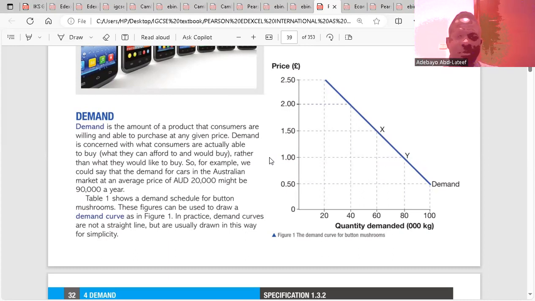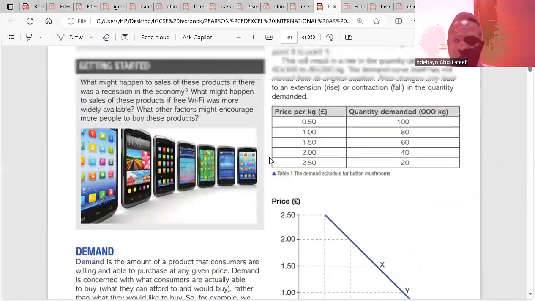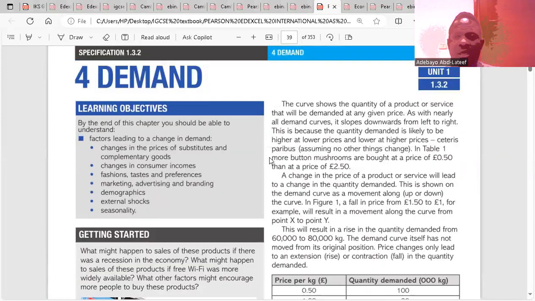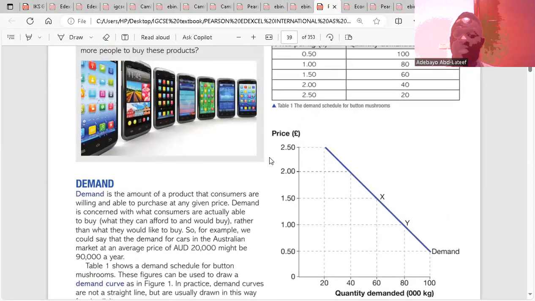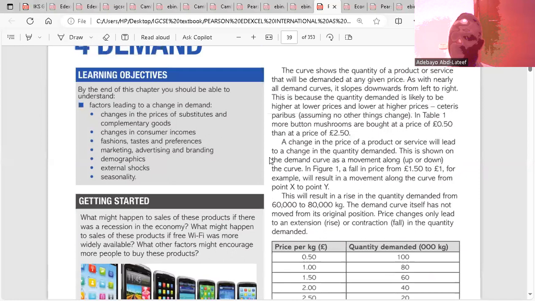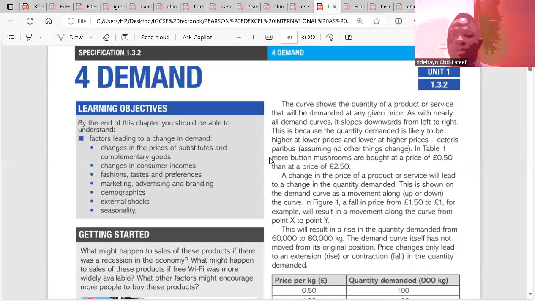So for example, we could say that demand of cars in the Australian market at an average price of 20,000 Australian dollars might be 90,000 a year, based on the graph we have here. Table 1 shows the demand schedule for butter. When we talk about a demand schedule, it's a table that shows the relationship between the quantity demanded of a product and price. So the curve shows the quantity of a product or service that will be demanded at any given price.